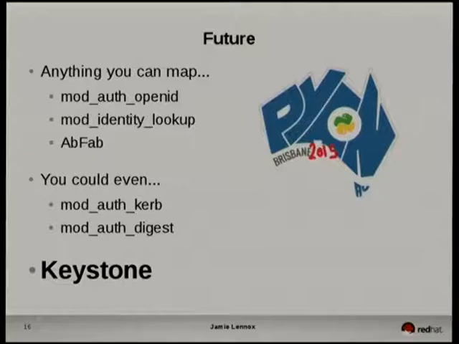AbFab is relatively new. It's fairly important to a couple of the universities around the European area. That's slowly progressing. But the point is you can do pretty much anything. I mean, Modauth Curb is Kerberos, Modauth Digest is basic auth. They don't give you much beyond a username when you authenticate with those. But if you set up your mapping rules, if that's all you need, you can map that into something in Keystone and never have that user exist.